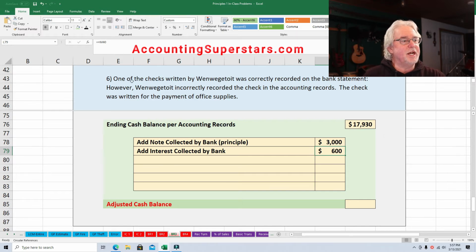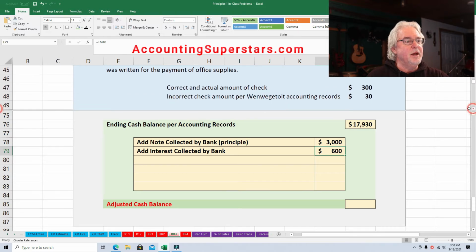Number 6, one of the checks written by when we get to it was correctly recorded on the bank statement. However, when we get to it, incorrectly recorded the check in the accounting records. The check was written for the payment of office supplies. So let's see what's going on. So the correct and actual amount of the check was $300. The bank got it right. When we get to construction, did not get it right. So we've got to adjust this in the accounting records.